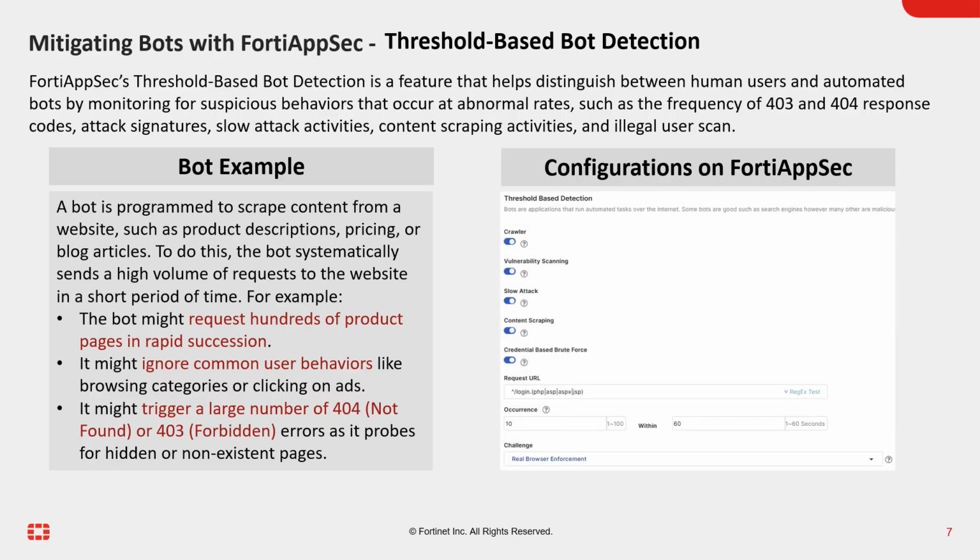You can configure FortiAppSec Cloud to monitor the rate of specific behaviors and compare them to predefined thresholds, such as the occurrence of certain behavior within a certain time. Once FortiAppSec identifies the bot's behavior as exceeding the defined thresholds, it can take action to block or challenge the bot.